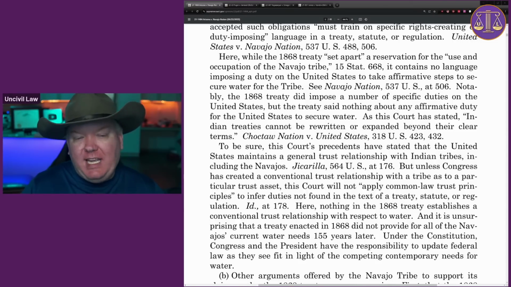And as the court has stated, Indian treaties cannot be rewritten or expanded beyond their clear terms, which, fair enough. To some extent, this sounds just like contract law principles, right? The treaty is essentially a contract. We're looking at this kind of like contract law principles. We look to the four corners of the contract. What does it say? What obligations does it impose? Let's look to the language. It doesn't contain language imposing an obligation.